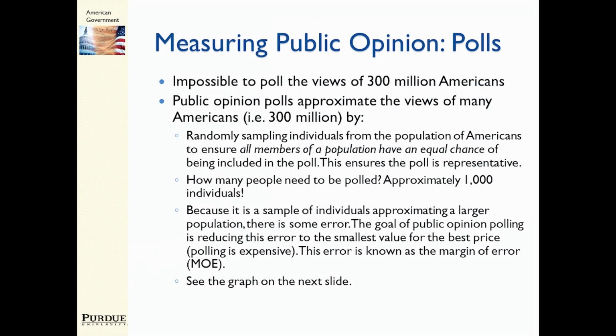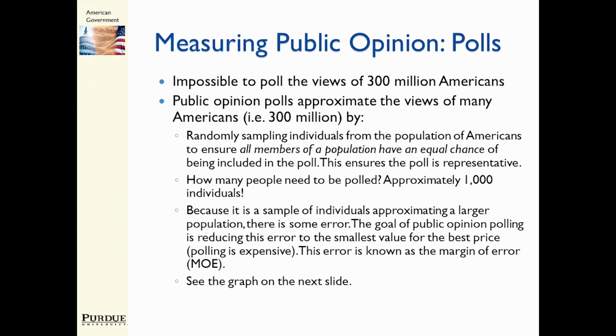I want to start by saying that it is impossible to poll the views of 300 million Americans for a public opinion poll. Actually, more like 330 million Americans, roughly, as of this taping. So because you can't poll 300 million Americans, public opinion pollsters have to come up with a way to approximate the views of 300 million Americans. They do this by engaging in a certain set of methods to poll the public. There are a few particular steps that public opinion pollsters do.